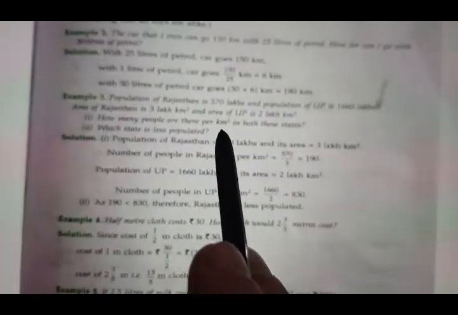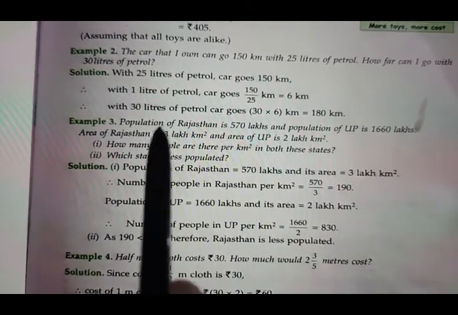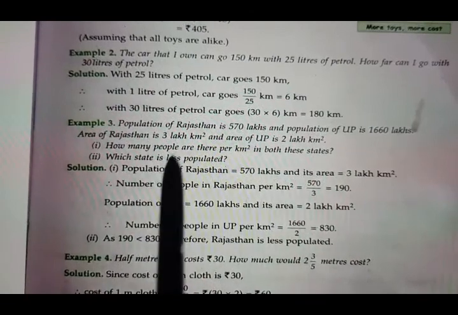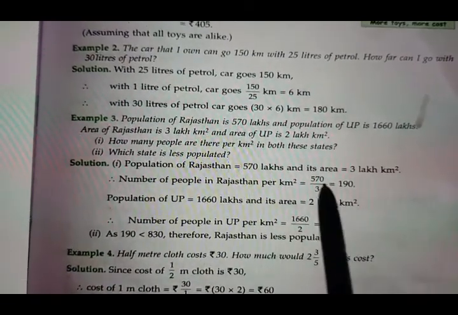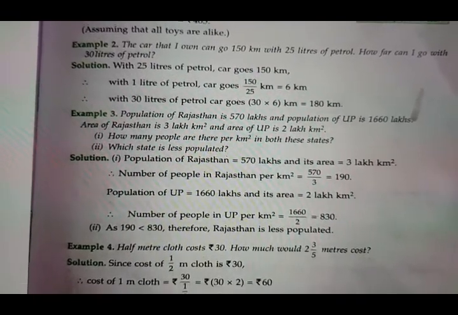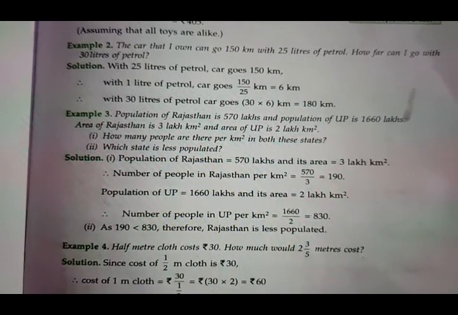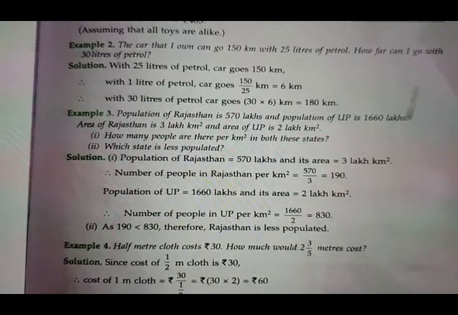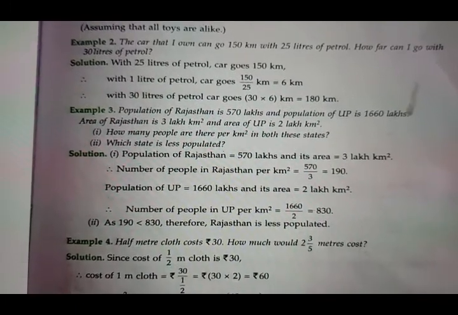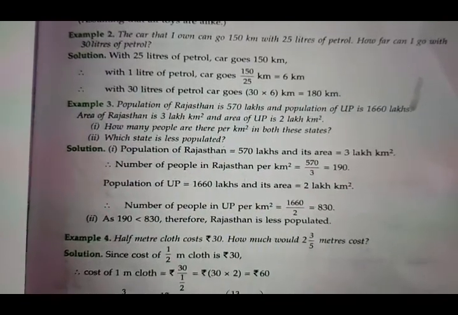So we know 570 lakhs is the population of Rajasthan, and 3 lakh kilometer square is the area of Rajasthan. So we divide 570 by 3, we get 190. That means number of people in Rajasthan per kilometer square is 190. Similarly, we find the population density of UP, 1660 divided by 2, that gives 830. Now you compare both the numbers. 830 is greater than 190, therefore Rajasthan is less populated.